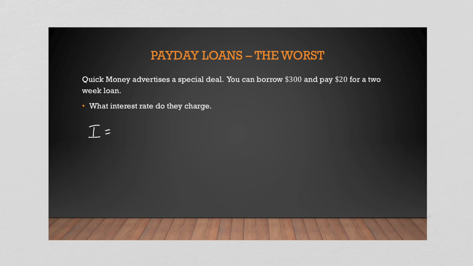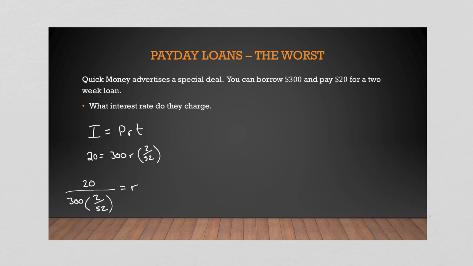Interest is equal to PRT. Well, what's my principal here? My principal is $300. That's how much I'm borrowing. My interest is $20. My interest rate I don't know, and my time is in weeks. So remember, 2 weeks, you need it in years. So 2 over 52. So now if you calculate these things out, 300 times 2 over 52 is 150 over 13, but then we have to divide. So really you're going 20 divided by 300 times that to get your R.